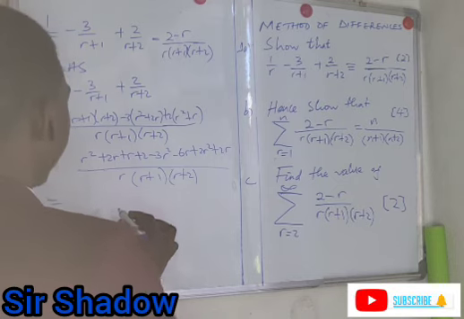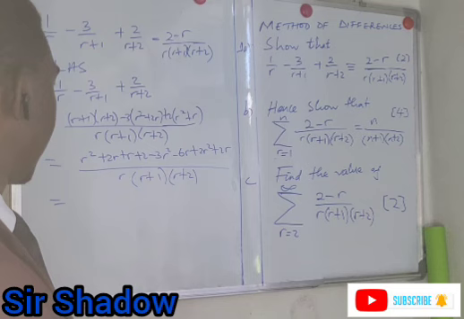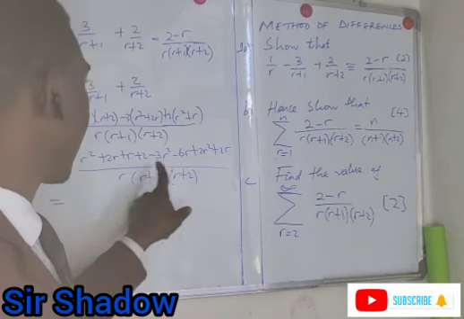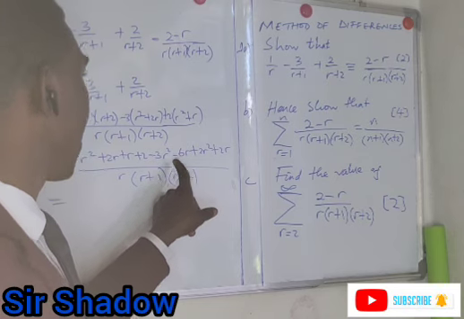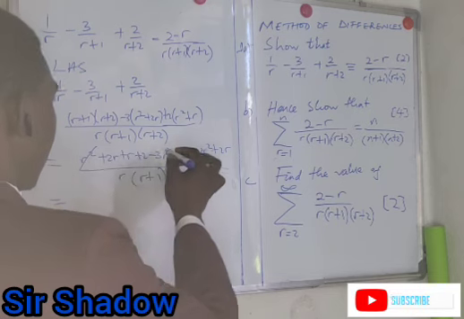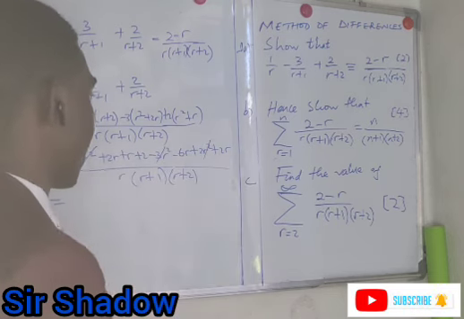Simplifying the numerator, we are saying r minus 3r squared, r squared minus 3r squared, which is minus 2r squared, right? Minus 2r squared plus 2r squared gives us 0, right? This one and this one and this one will give us 0, right?